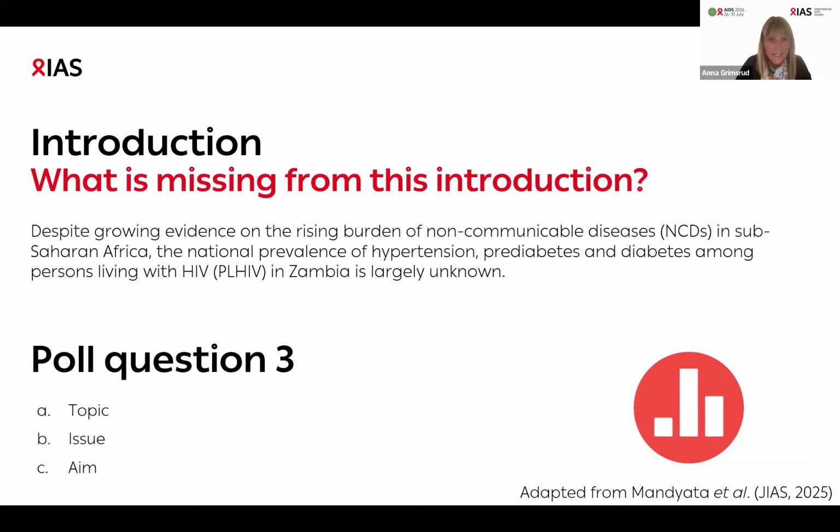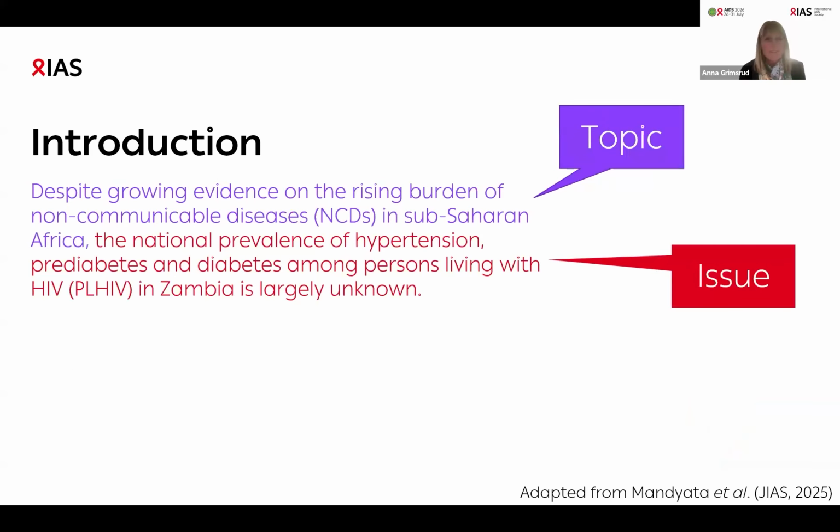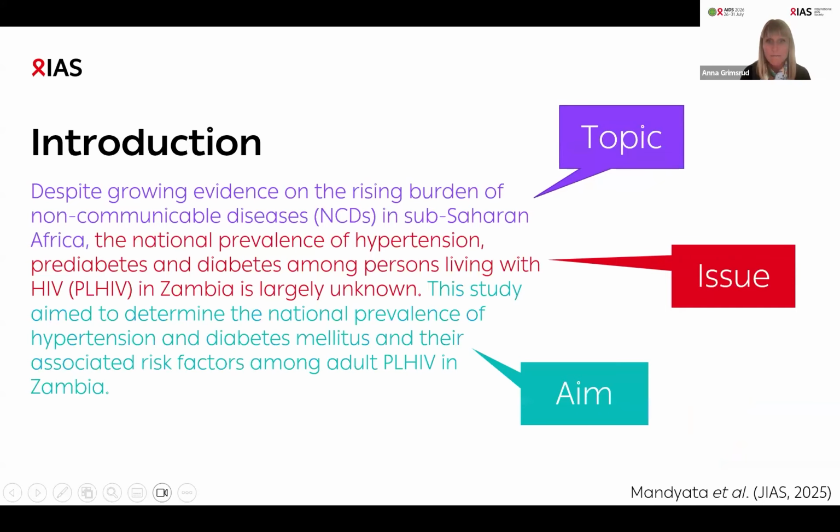You'll see that, again, you guys did really well. We've got 80% of you saying the aim is missing. So again, they started with the topic being the evidence of the burden of non-communicable diseases, the issue that we maybe don't know the prevalence among people living with HIV disease, and therefore this study, or what was missing that we took out on purpose for the purposes of this webinar, was the aim of the study, which was to determine the national prevalence of hypertension and diabetes and their risk factors among adults living with HIV in Zambia.